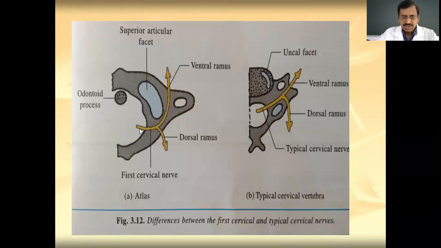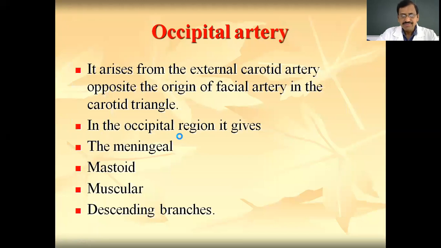So the first cervical nerve, in general, supplies 10 muscles. That is, the ventral ramus supplies 5 muscles, and the dorsal ramus also supplies 5 muscles. Okay, that is the importance of the suboccipital nerve.